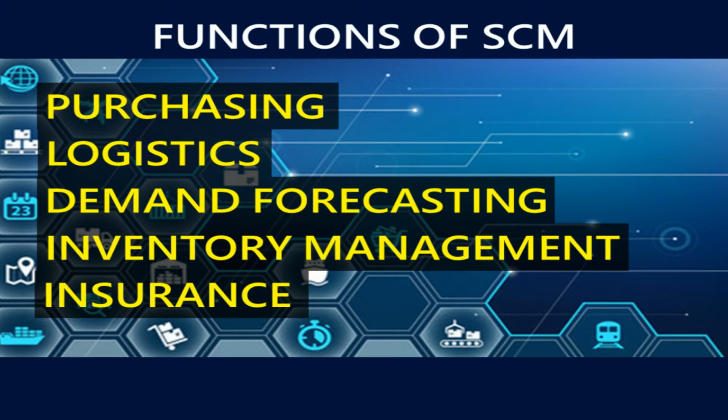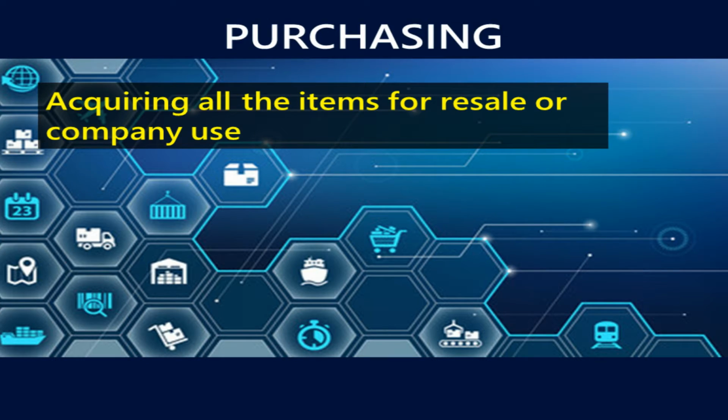Moving forward, supply chain management can be broadly divided into following functions: purchasing, logistics, demand forecasting, inventory management, and insurance. Let us explain all these very briefly. Purchasing. This involves all the activities of acquiring items for resale or company use. We cannot limit it to just placing a purchase order to the supplier. For example, doing market search for item or negotiating a long-term contract with supplier is also a part of it.